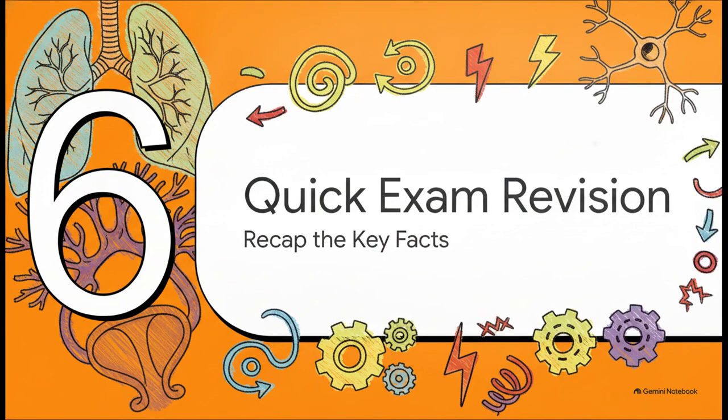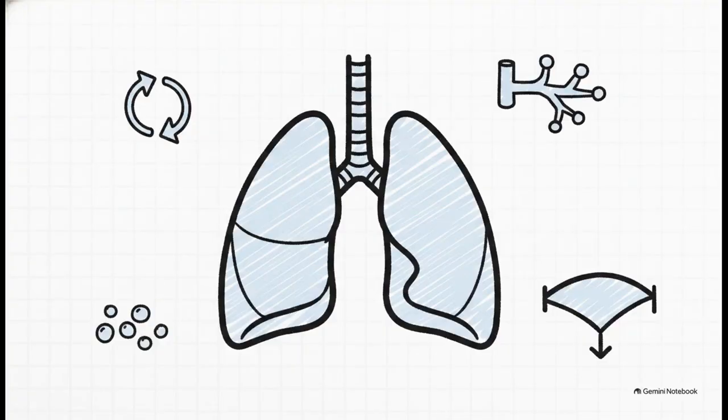All right, let's bring it all home with Section 6, Quick Exam Revision. We're going to run through a high-density recap loop right now for maximum retention. Here is your rapid-fire checklist. The main function: oxygen in, carbon dioxide out. The air pathway: nose to pharynx, larynx, trachea, bronchi, bronchioles, and finally the alveoli. The main site of gas exchange? You guessed it, the alveoli.